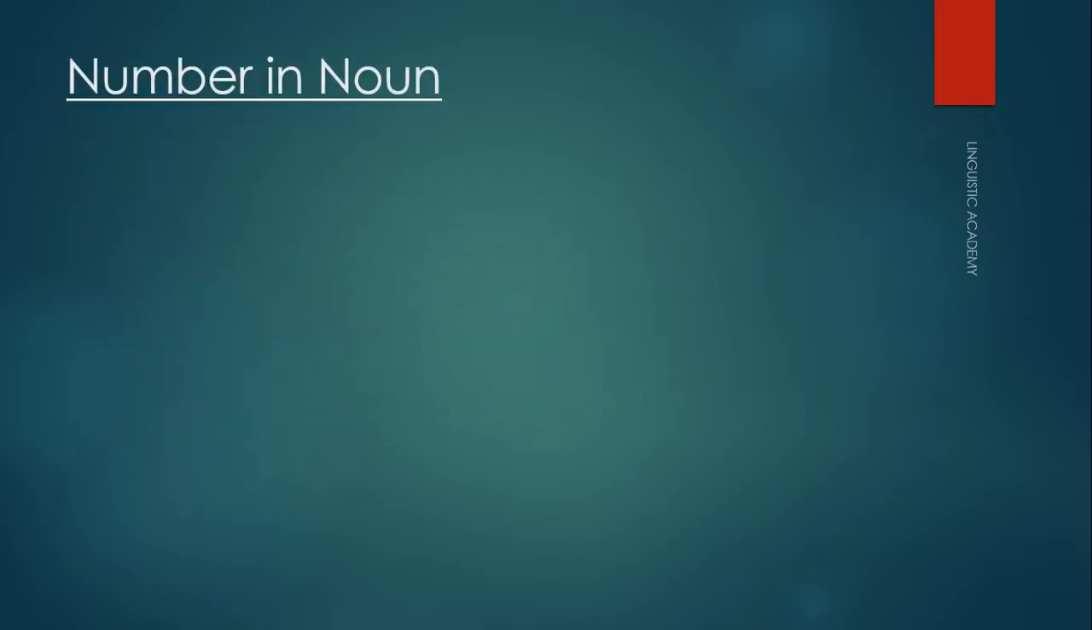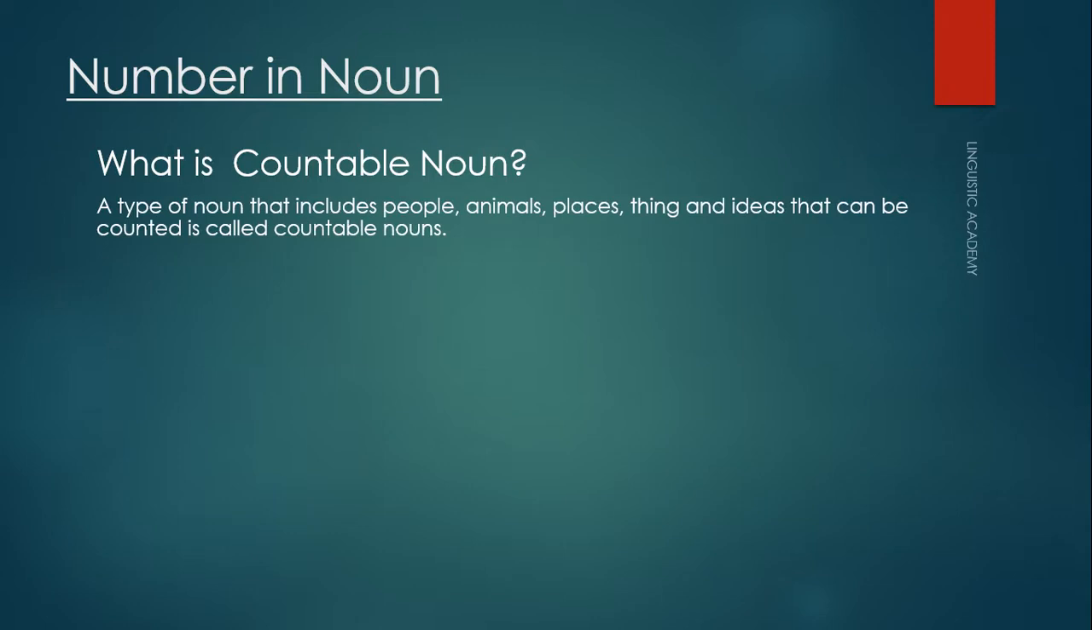Number in noun. Basically, number is the quantity of something, whether something is one or more than one in quantity. But before going into detail, we will first revise what a countable noun is. So, what is a countable noun? Countable noun is a type of noun that includes people, animals, places, things, and ideas that can be counted. Since they can be counted, therefore they occur in both singular and plural forms.